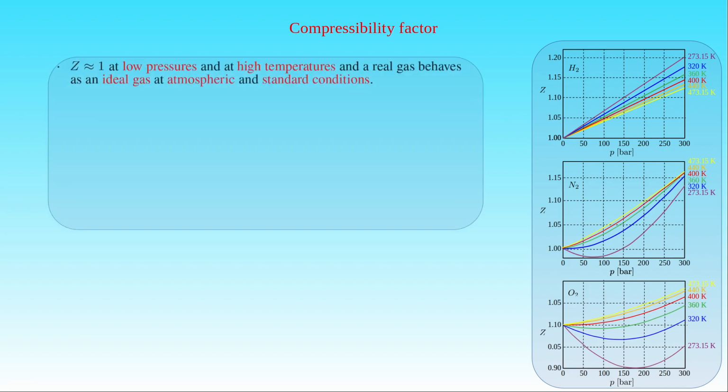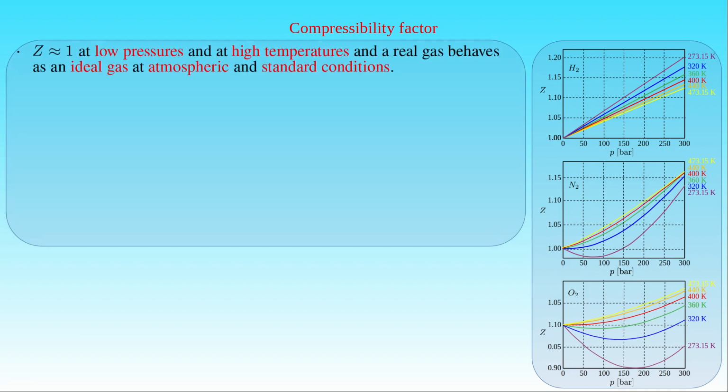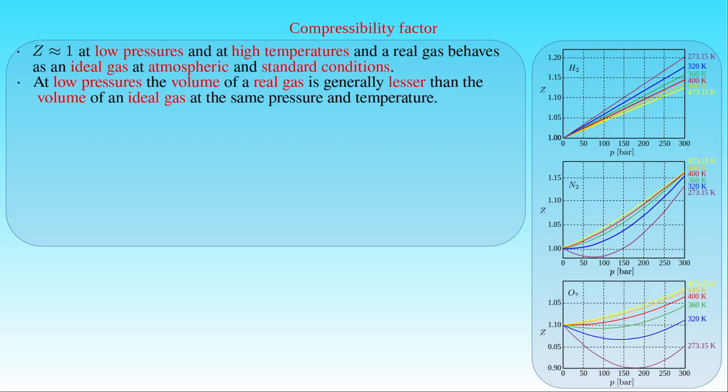All the 3 diagrams show that the compressibility factor is approximately equal to 1 at low pressures and at high temperatures, and real gases behave as an ideal gas at atmospheric and standard conditions. We can also see in the diagrams of nitrogen and oxygen that at low pressures the volume of a real gas is generally lesser than the volume of an ideal gas at the same pressure and temperature. This property makes a real gas highly compressible at low pressure, that is, the gas can be significantly reduced in volume when subjected to relatively small pressure.